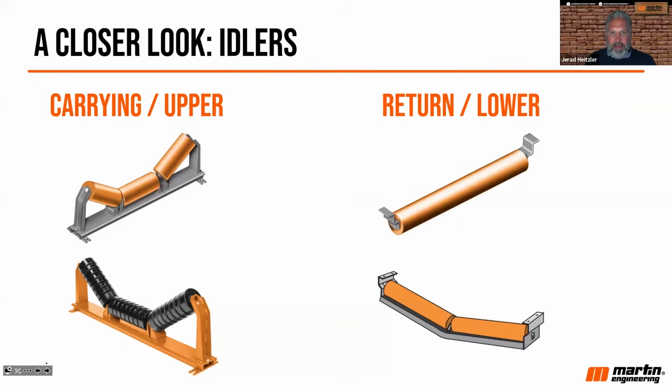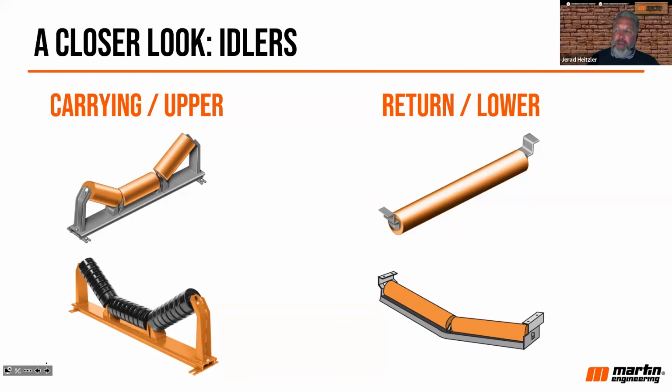In some instances, in the impact zone of a belt conveyor, at the point where the material is loading the belt, some facilities would use a rubber roll or an impact idler like you see on the bottom, and that just helps absorb the shock of the material as it loads the belt.